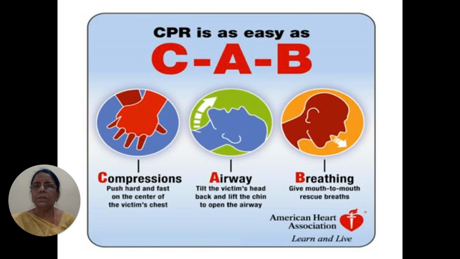CPR is as easy to remember as CAB. C stands for compressions, A stands for airway, B is for breathing. For compressions, you have to push hard and fast on the center of the victim's chest. For airway, you have to open the airway: tilt the victim's head back and lift the chin to open the airway. For breathing, you give mouth-to-mouth rescue breaths.